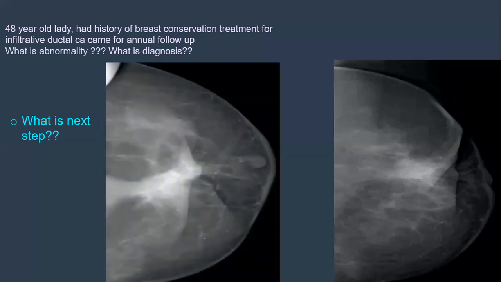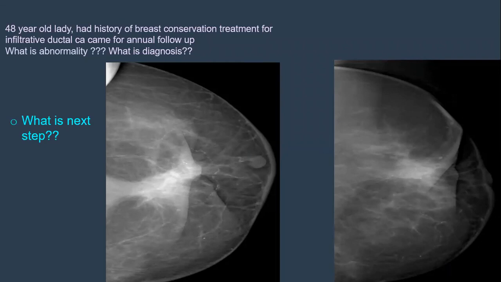This is the other image. It's showing a large area of asymmetry with associated skin thickening and trabecular thickening, nipple retraction, and calcification. This is the same. I think the previous shows the large area.